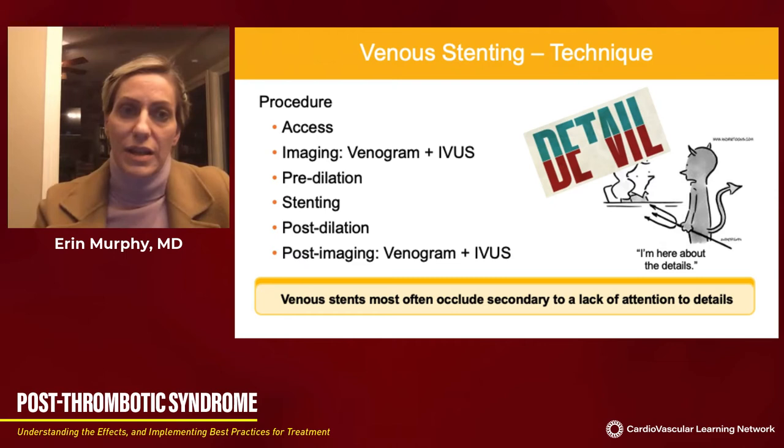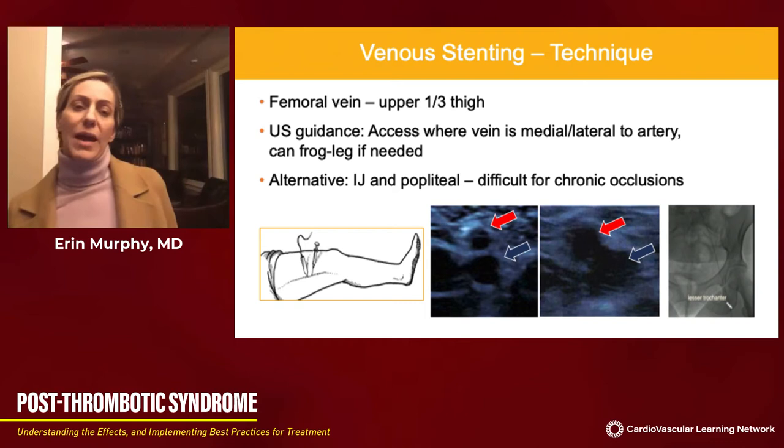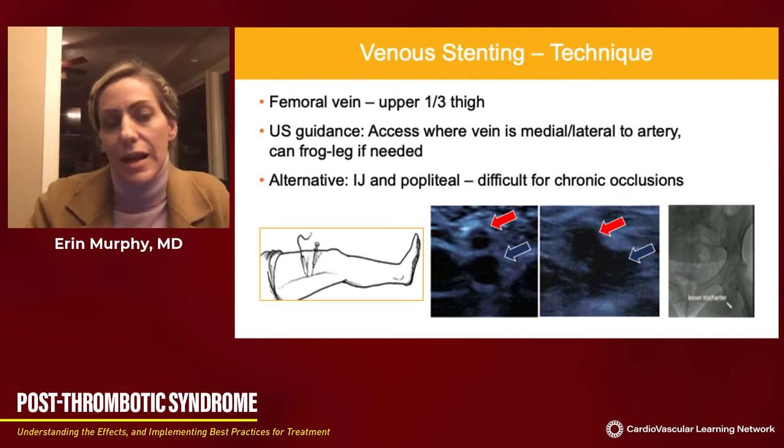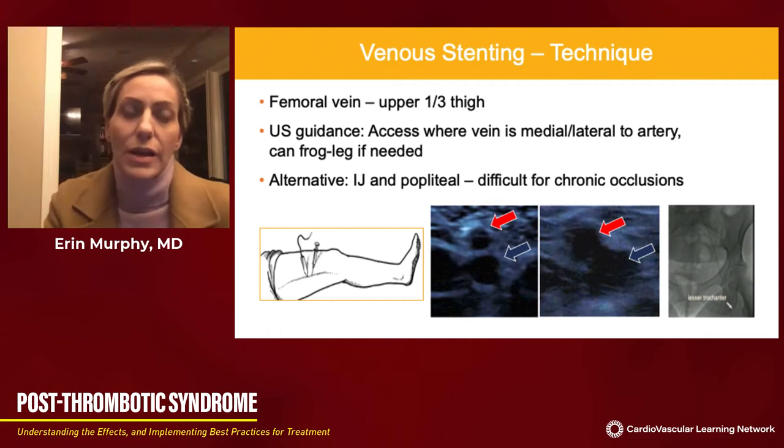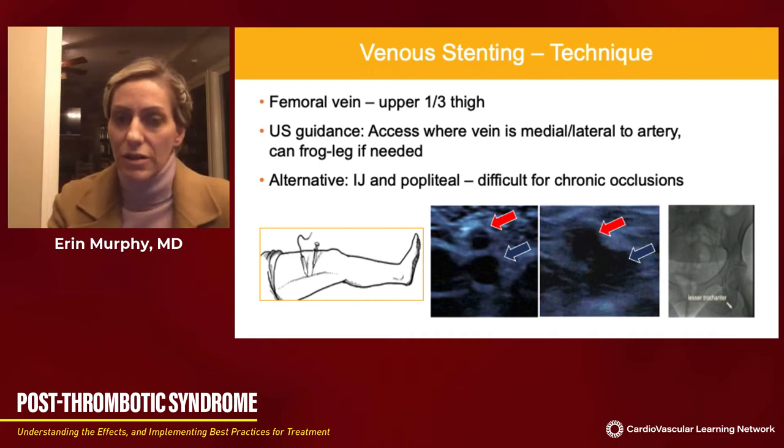When paying attention to access, the easiest place, the most consistent place to get access successfully in a post-thrombotic patient is the upper third of the femoral vein. Even if this vein is diseased or sometimes occluded, you often can get through with relative ease. You look for where it rolls lateral to the artery, and you can frog leg the patient to get a little bit better visualization of that location. The IJ and popliteal vein are rather difficult for chronic occlusions, particularly if you've got disease in the femoral vein, and you also have longer running rooms.